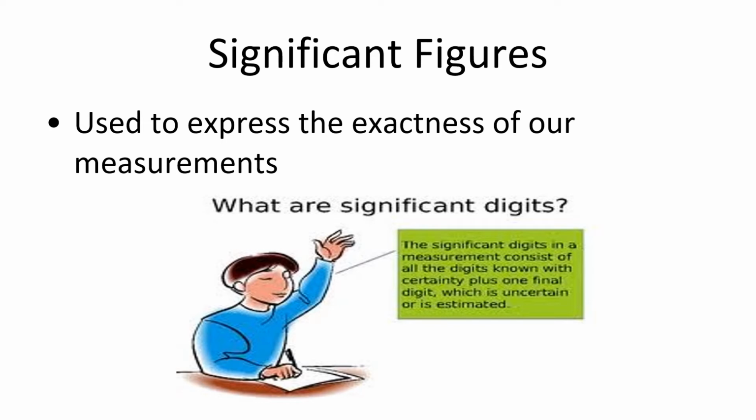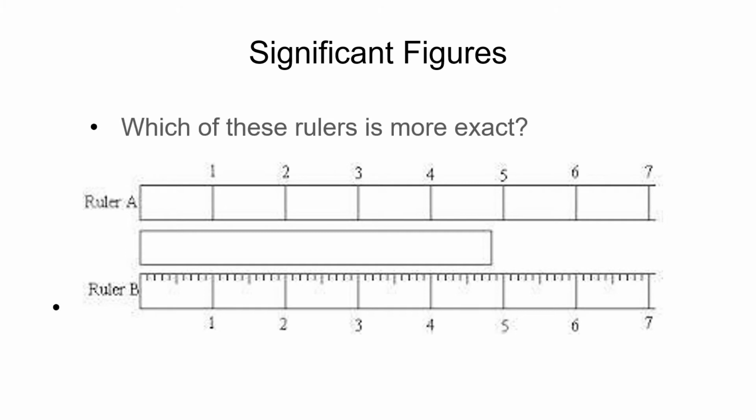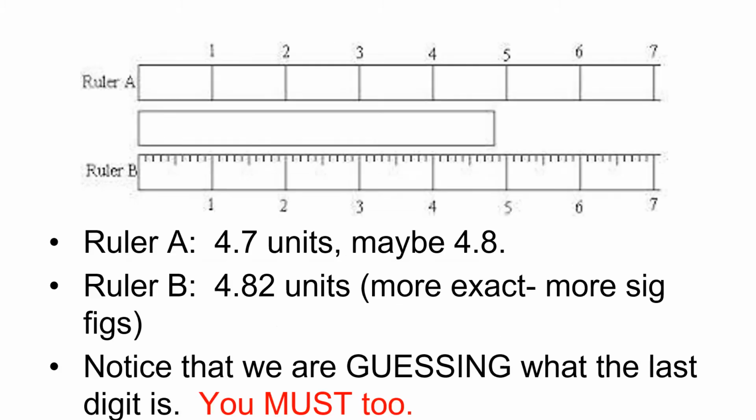A good way to think about this is which digits are really giving me information about how precise my measurement is. We can consider these two rulers here. The question to ask yourself is which of these rulers is more exact? Ruler A, ruler B, and in regards to measuring the block in between.